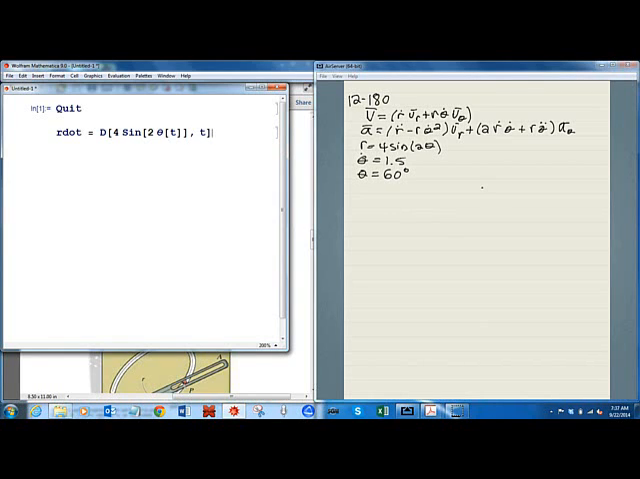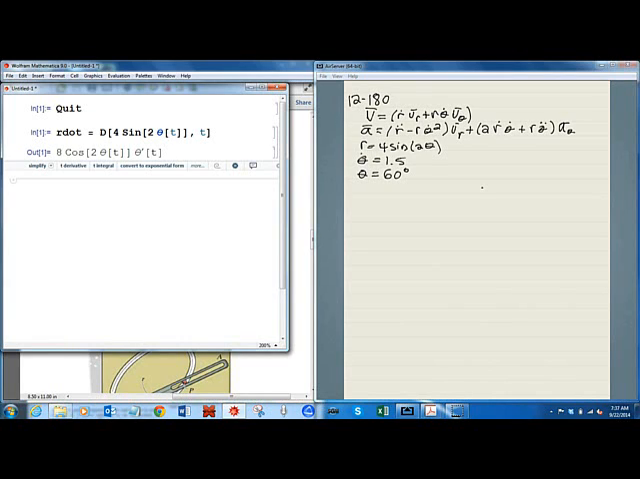Okay, y'all get the derivative? Okay. There's what I've got. Is that what you have? 8 cosine 2 theta, theta dot. Get that? Why is the theta dot in there? Chain rule. Very good. It's the chain rule. Don't forget about the chain rule, right?